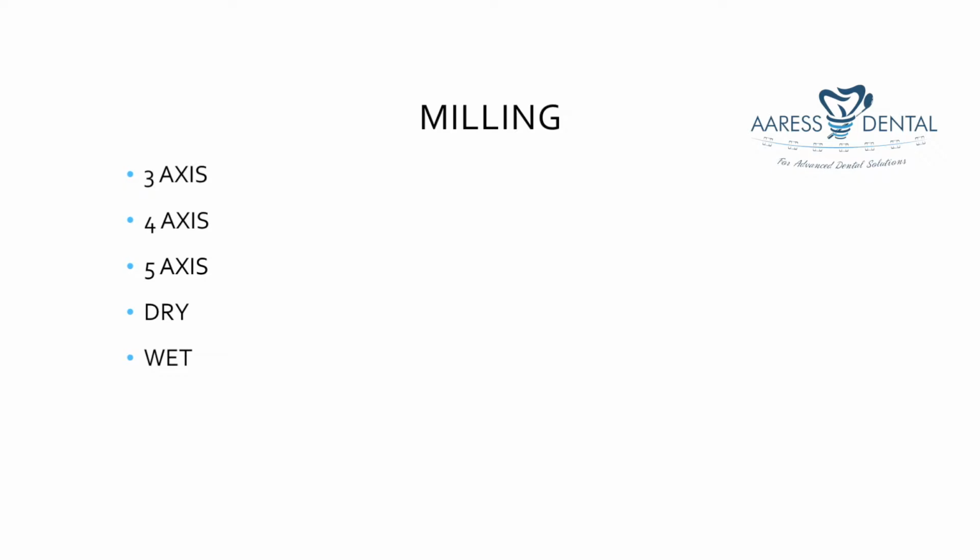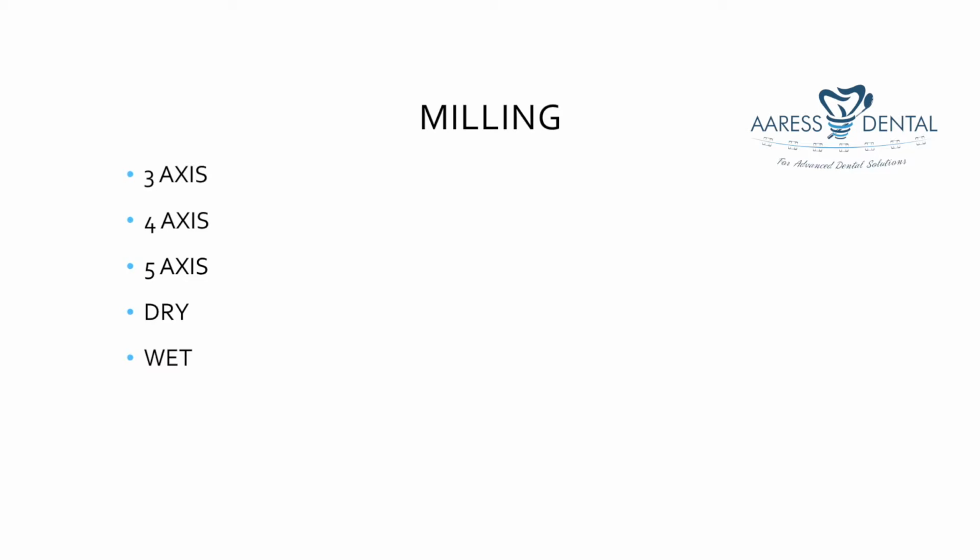5 axis is the most preferable type of milling machine and is mainly used for milling implant processes. For general zirconia crown bridge processes, a 4 axis milling machine is very much sufficient. 3 axis is no longer in use now.